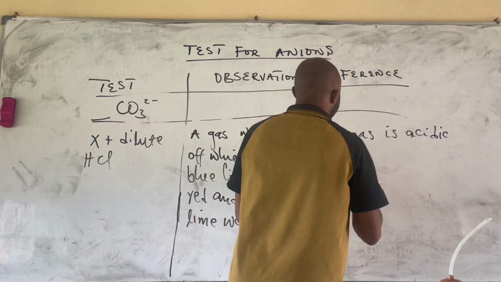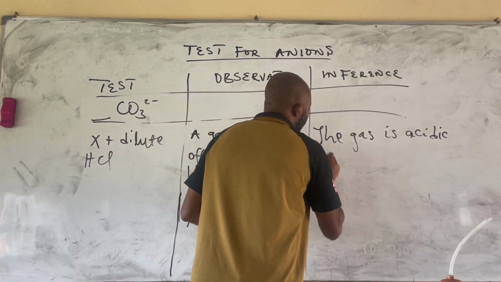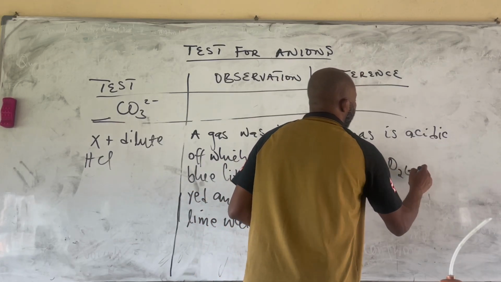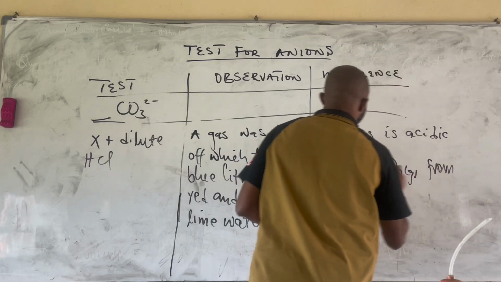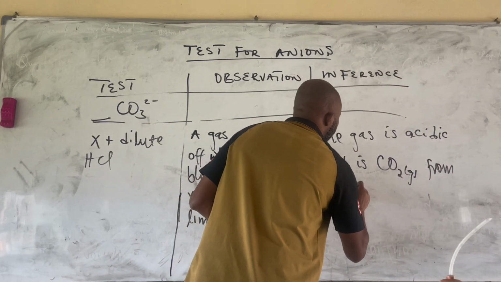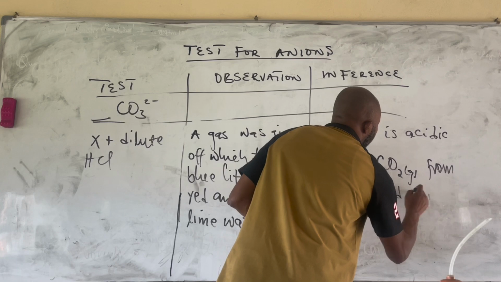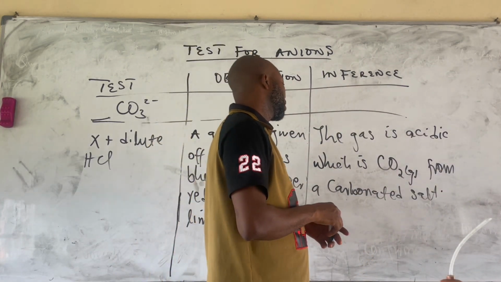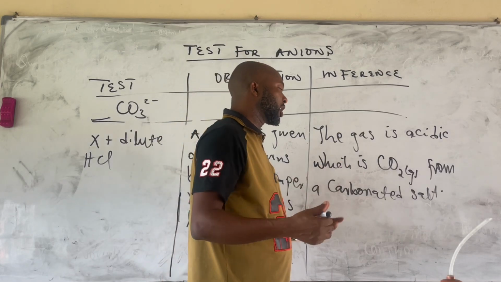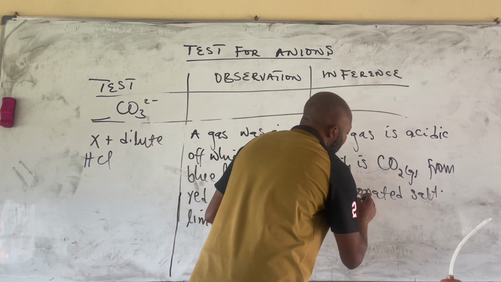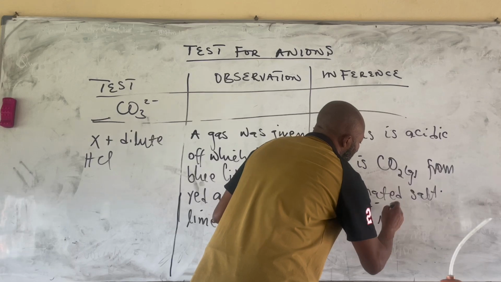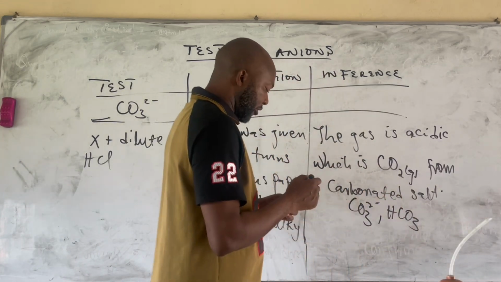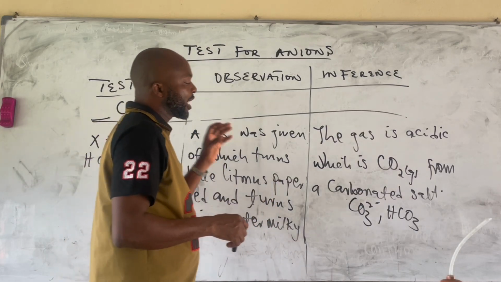The gas is acidic, which is CO2 gas from a carbonate salt. It's obviously CO2 from a carbonate salt, which could be CO3 2 minus or HCO3. So it could be from any of these. Provided this is being used, you will get what?